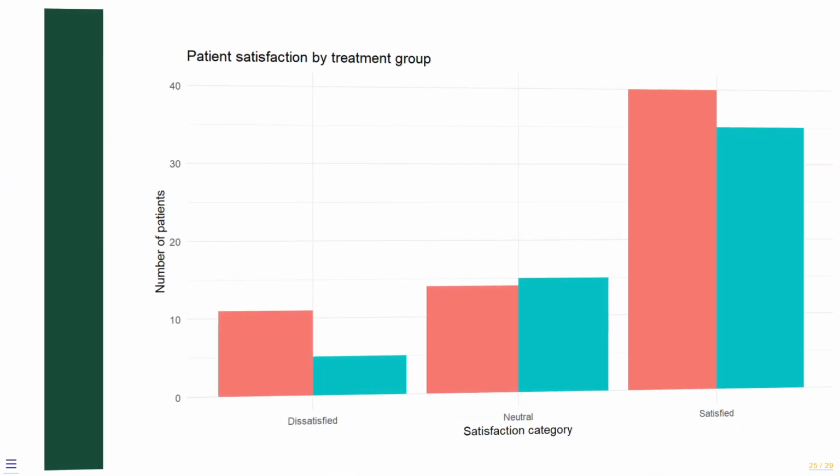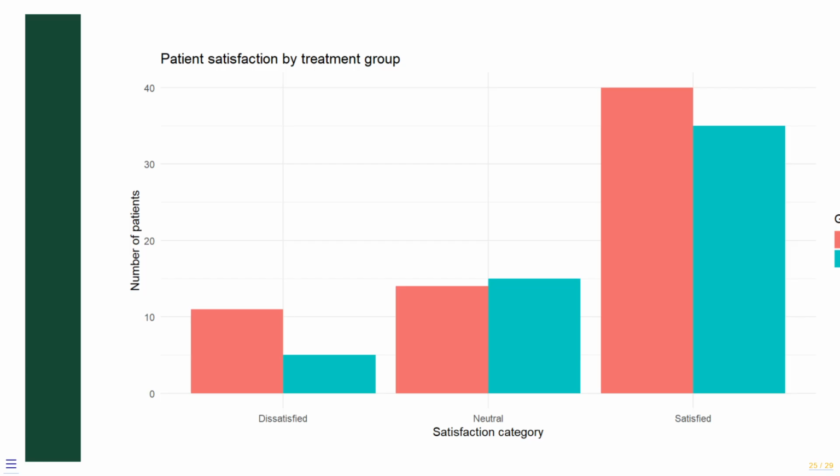For example, imagine you survey 120 patients about how satisfied they were with a new physical therapy program. Satisfied, neutral, dissatisfied, and record whether they were in the treatment or control group. A clustered bar chart shows differences in satisfaction between the two groups.